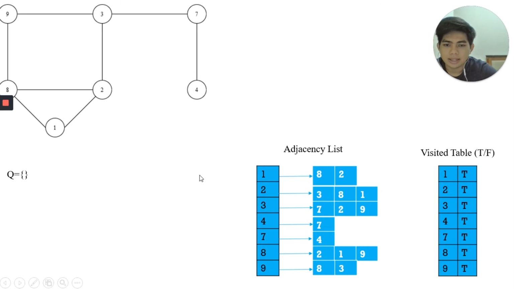As you can see from the BFS, all of the vertices can be visited from a source. The source that I picked is 1, which means that 2, 3, 4, 7, 8, and 9 can be visited from the source 1. That is the function of BFS.